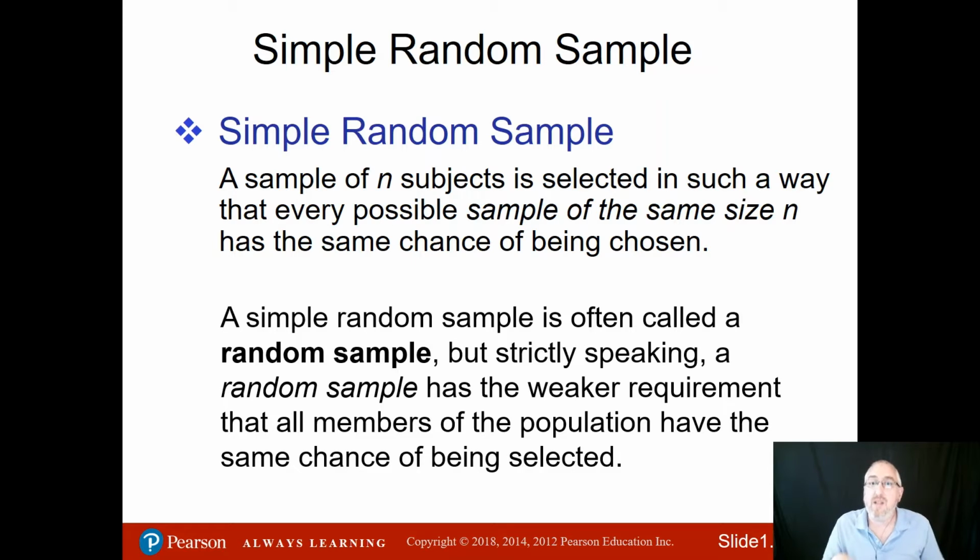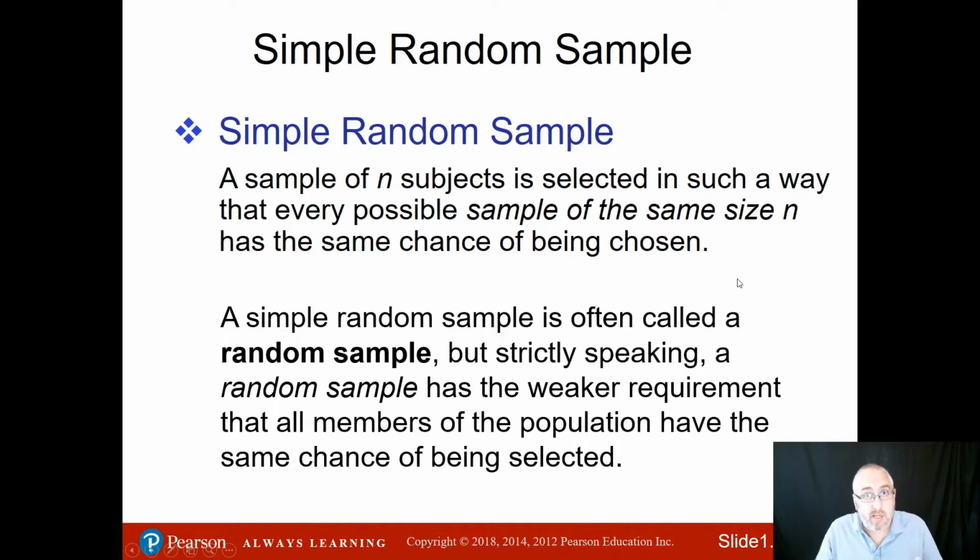But the next part looks at a more common case. A simple random sample is often called just a random sample, but strictly speaking, a random sample has the weaker requirement that all members of the population have the same chance of being selected. So now they're looking more at an individual basis. If I threw everybody's name into a hat and scrambled it around, does everybody have an equal chance of being picked? Sure. That's the idea behind a random sample. It's more dealing with individuals than with groups.